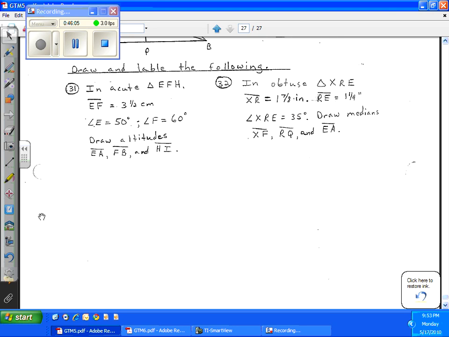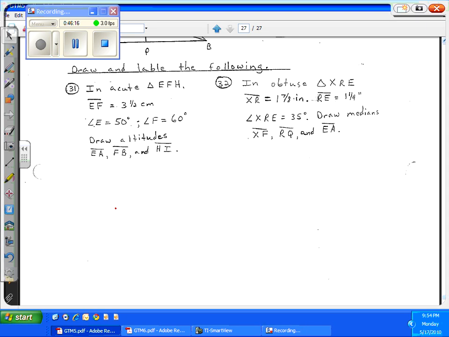Draw and label the following. It says in acute triangle EFH, EF is 3 1/2 centimeters. So you'd get your ruler and you'd measure 1, 2, 3 1/2 centimeters, which this isn't to scale. 3 1/2 centimeters is about the width of your thumbnail. So you'd get that measured out exact. Label it as EF.